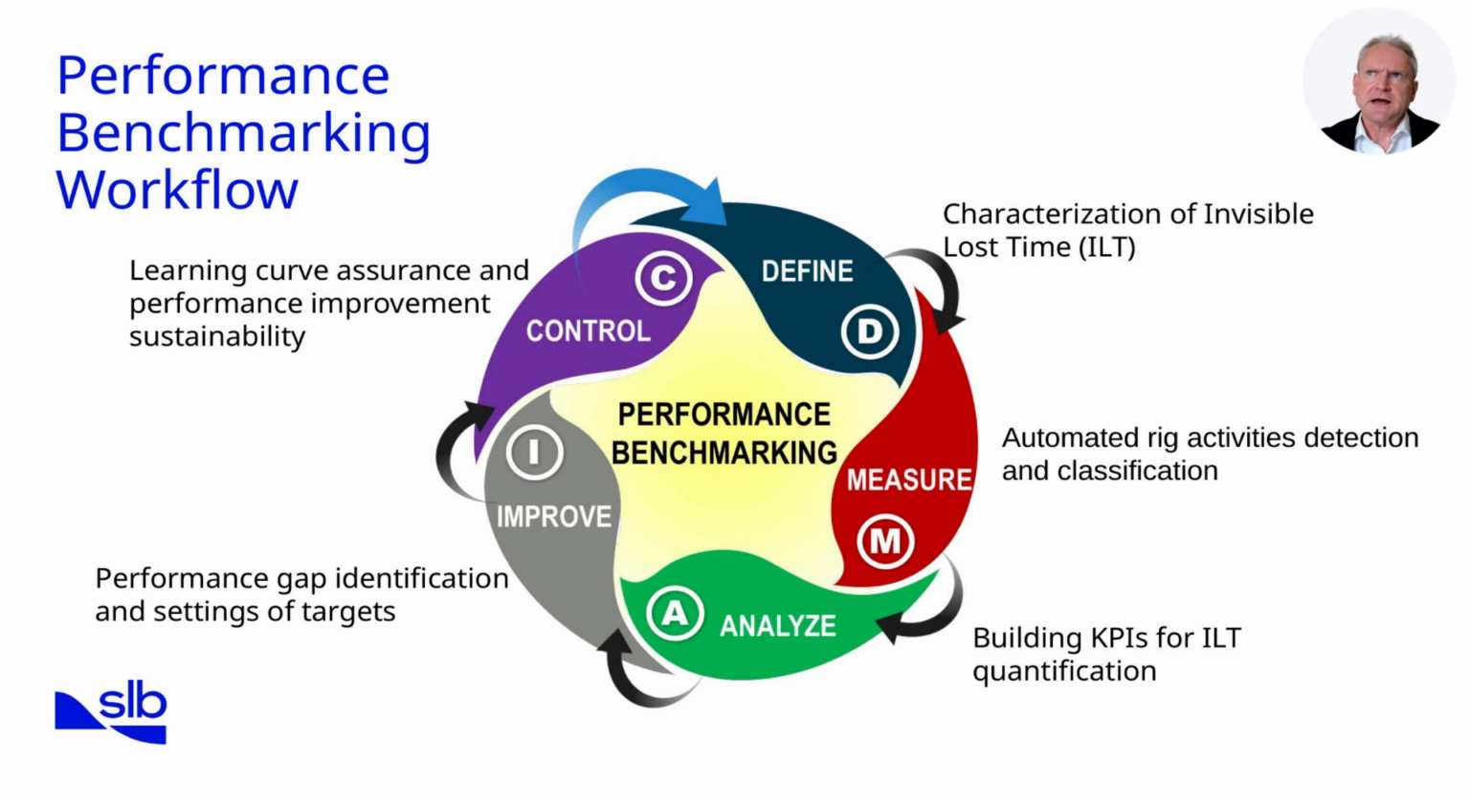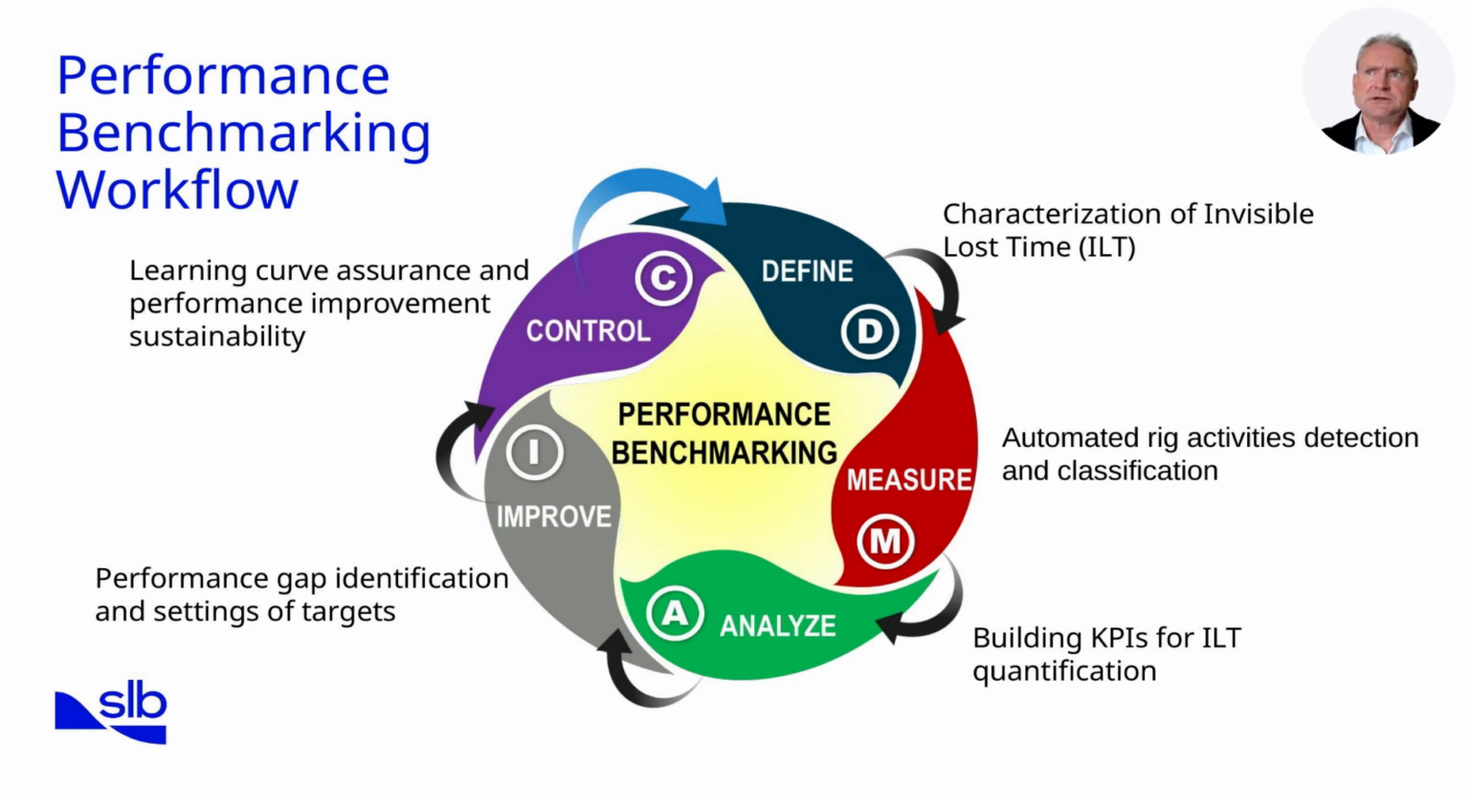Here we focus on the characterization of invisible lost time, or ILT. By identifying and classifying ILT, we establish the scope of performance inefficiencies. The second stage is measure, where we apply automated rig activity detection and classification. This step ensures accurate, objective data collection to replace subjective reporting. Next is analyze. In this stage, we build key performance indicators for ILT quantification. This provides a measurable baseline for understanding where inefficiencies exist.